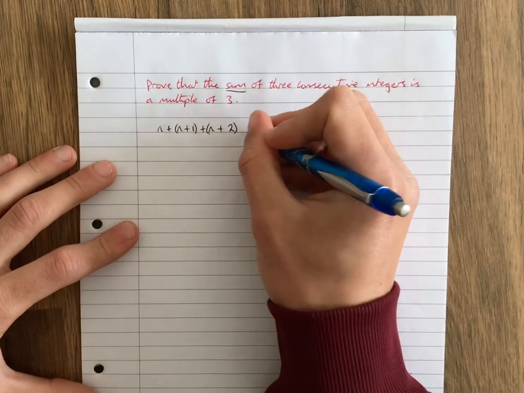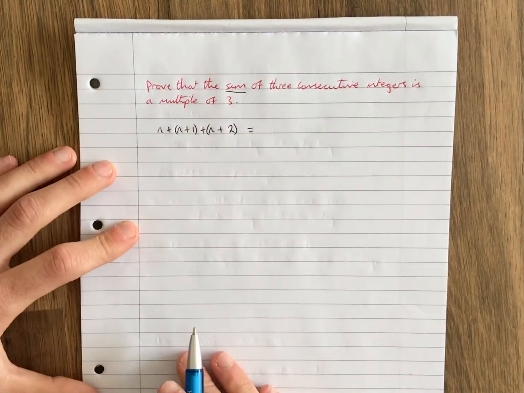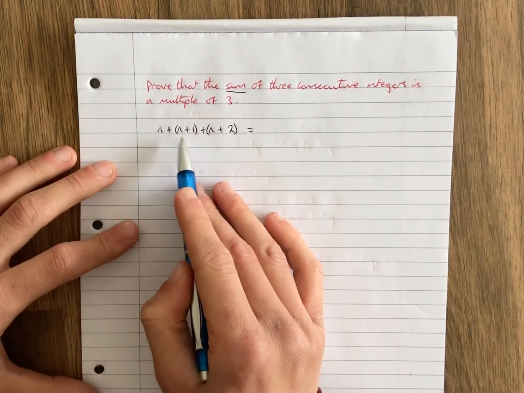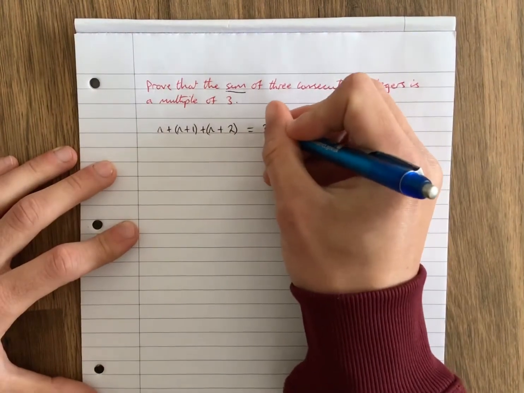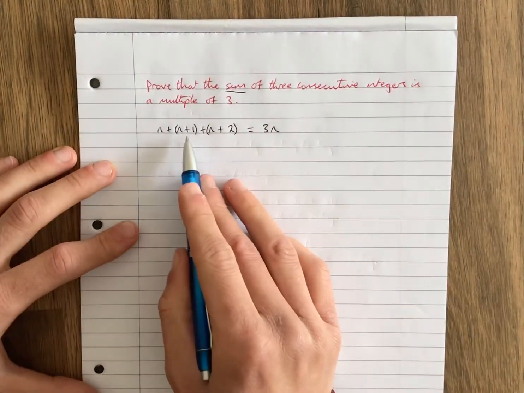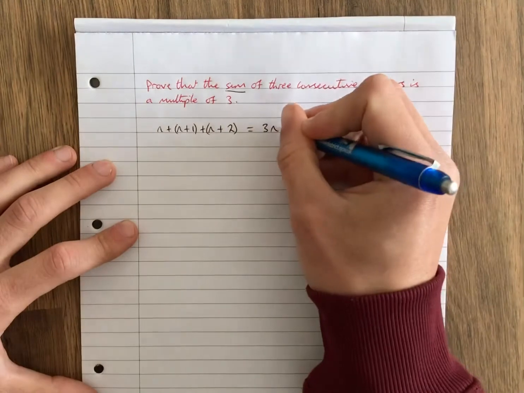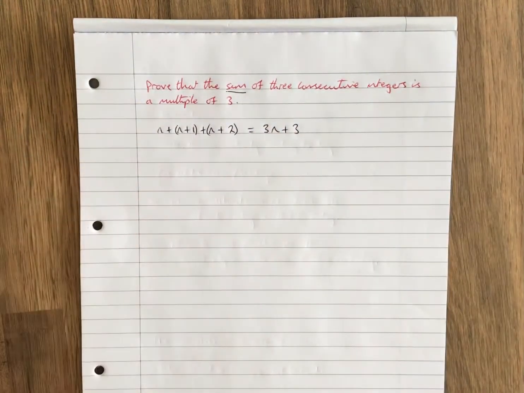So the first thing we're going to do is we're going to add and collect these terms together. So we've got n, add n, which is going to give us 3n, and then we've got 1, add 2, which is going to give us 3. So just by simplifying and collecting the terms there, it's going to give us that expression 3n plus 3.